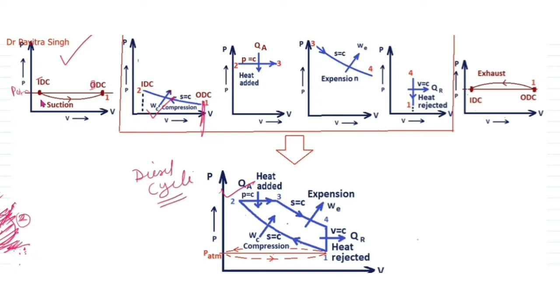Okay, so first is the suction process. You can see this is atmospheric pressure, and 0 to 1 is the suction process. You can see pressure is lower than the atmospheric pressure, and 1 to 2 is the adiabatic compression process. 2 to 3 is the heat addition process, 3 to 4 is the expansion process, 4 to 1 is heat rejection at constant volume, and then this is exhaust, 1 to 0. Okay, so this is actually the diesel cycle.